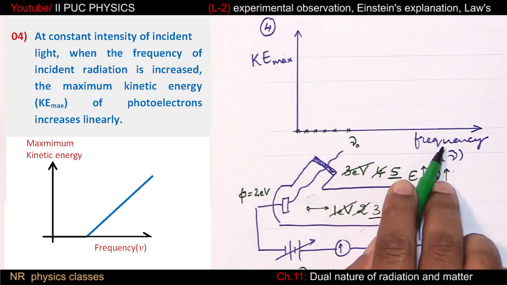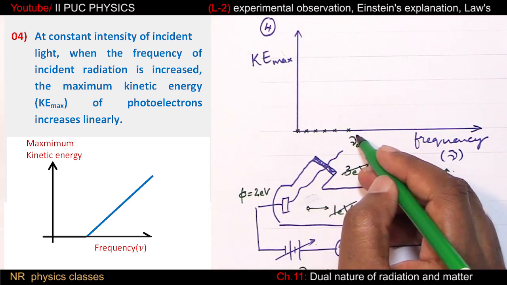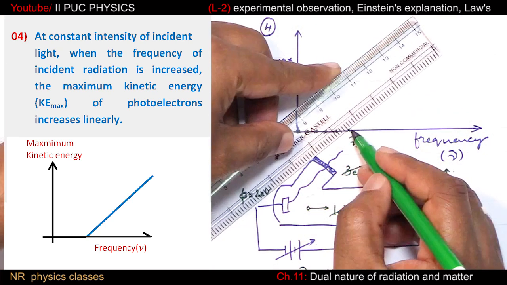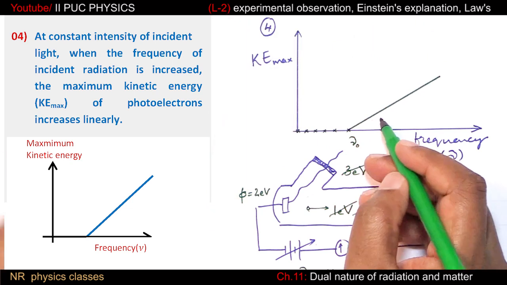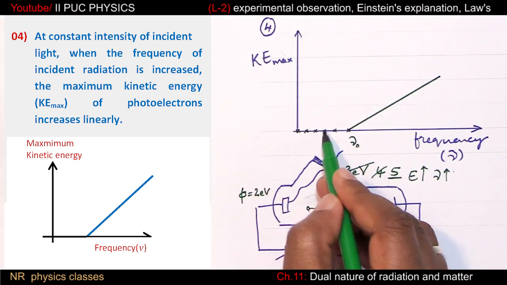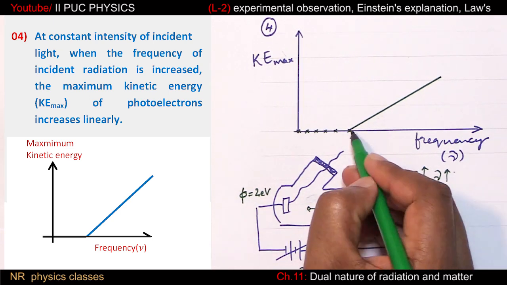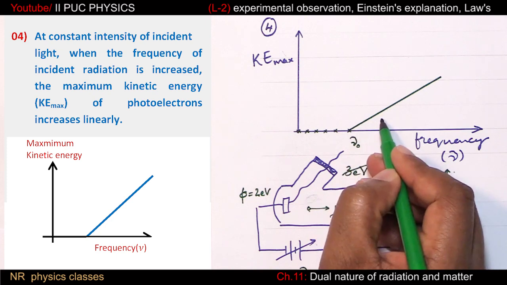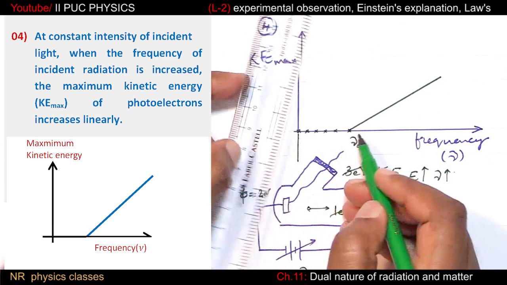Therefore, a graph of frequency versus kinetic energy is a straight line but not passing through the origin, because at frequencies less than threshold frequency, no emission, therefore no kinetic energy. So it should be only after threshold frequency. Observe carefully.